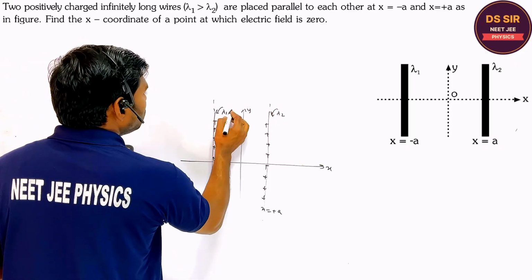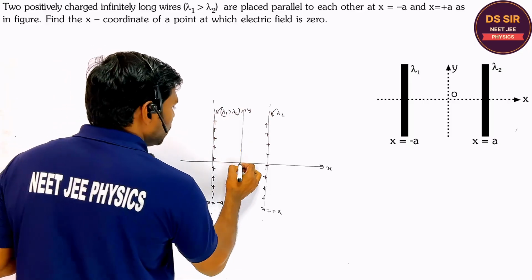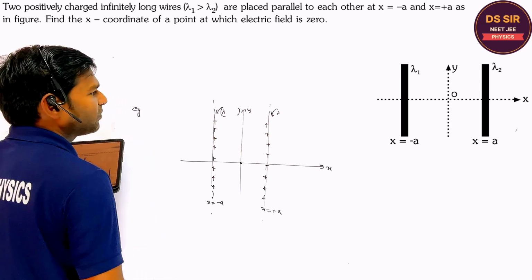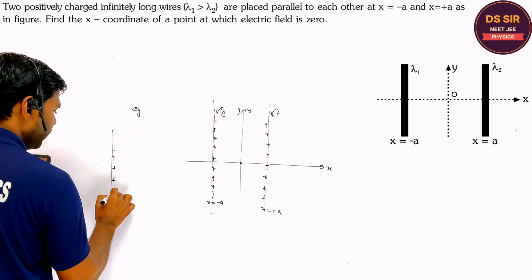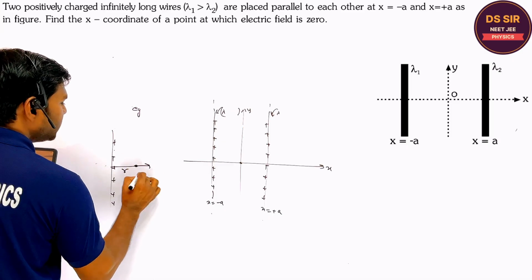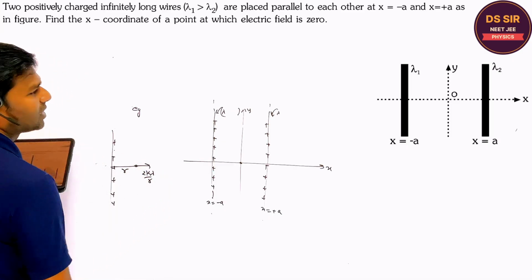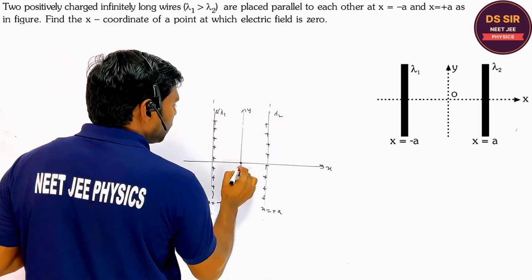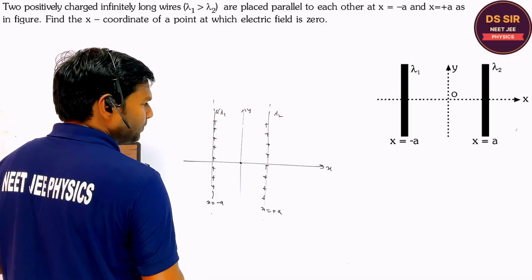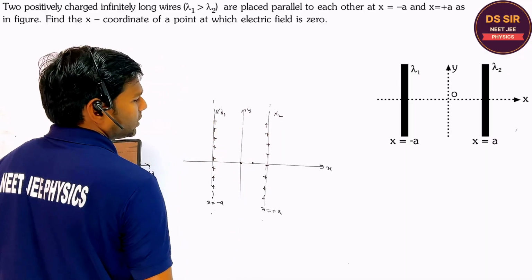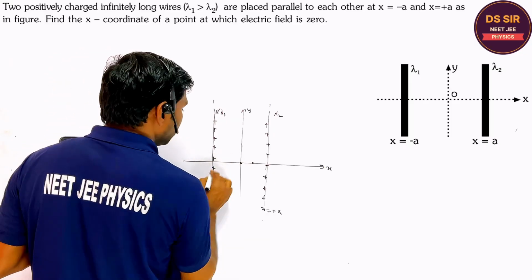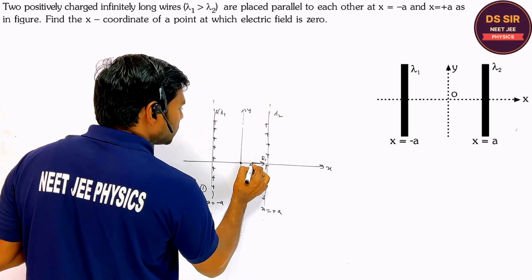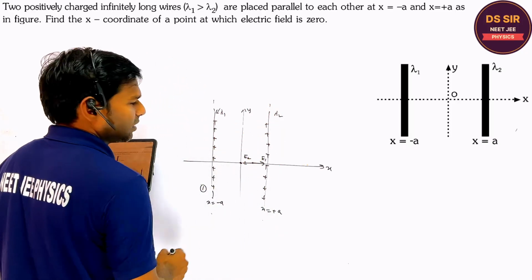Listen to one thing. Although lambda 1 is greater than lambda 2, if both were lambda, this would be the point where the electric field is 0. Due to a line charge, you have to remember the formula: at distance r, 2k lambda upon r is the electric field. But if this is lambda 1, which is greater than lambda 2, the null point will not be in the middle, rather it will be shifted to this point. Because its magnitude will be, if this is E1, it will be in this way, and the E2 electric field will be in this direction.